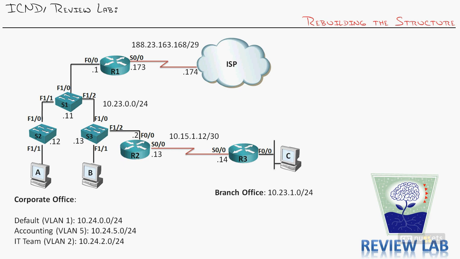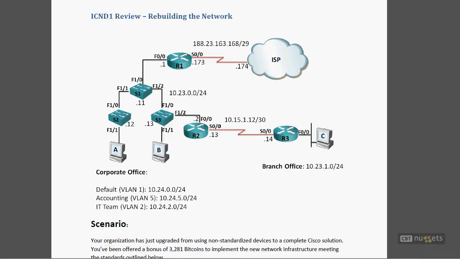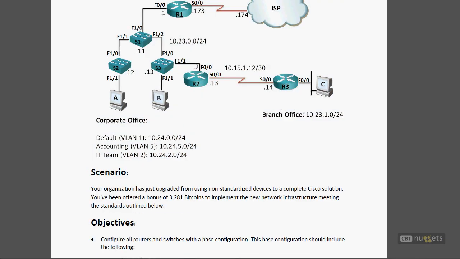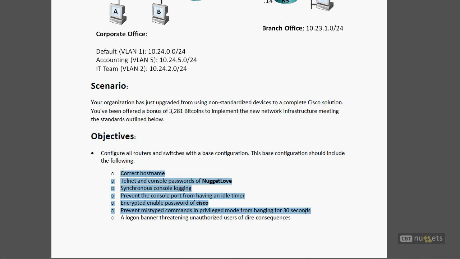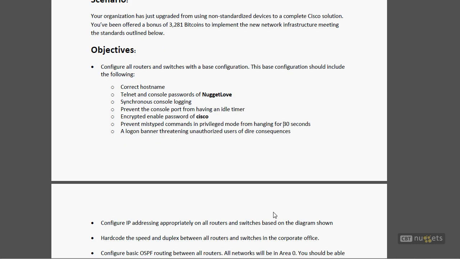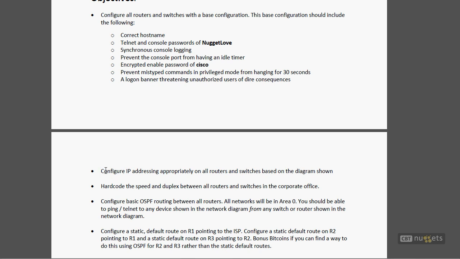All right, part two. We're picking up right where the last nugget left off on rebuilding the ICND1 structure. I'm going to dive into the lab. Last nugget, we went through the scenario, what it's all about, got our 3281 Bitcoin reward, and went through the core configuration, base configuration of all the devices. Now we're moving on into the IP addressing. So it says configure IP addressing appropriately on all routers and switches based on the diagram shown.